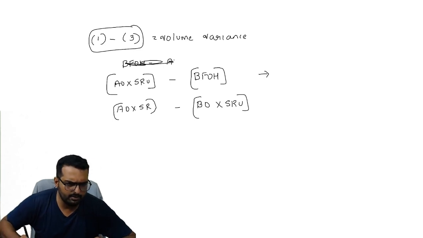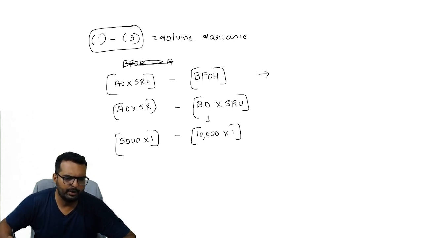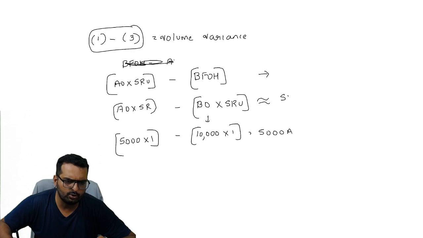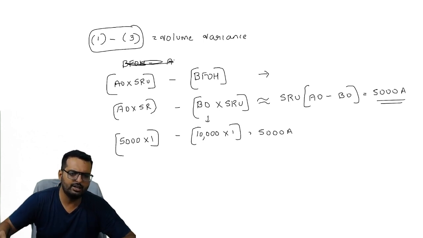So for example, all right, I'll just put it over here and show you. Budgeted output is 10,000 into 1. That is how you get 10,000 rupees. Here it is 5,000 into 1. Are you understanding my point? So that is how you get the answer as 5,000 adverse. If I look over here, can I not say that the common factor over here is SRU? SRU into AO minus BO. And that is exactly how you get the answer as 5,000 adverse. Or the logic goes like this.